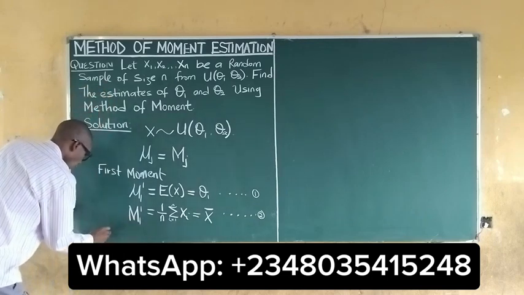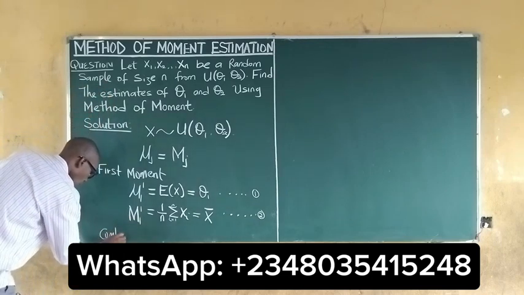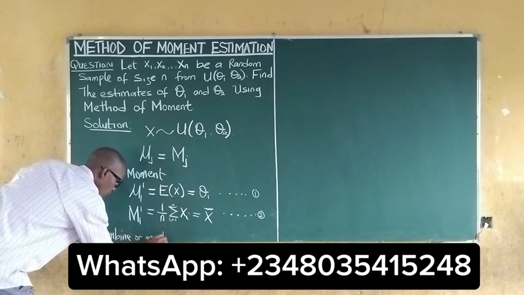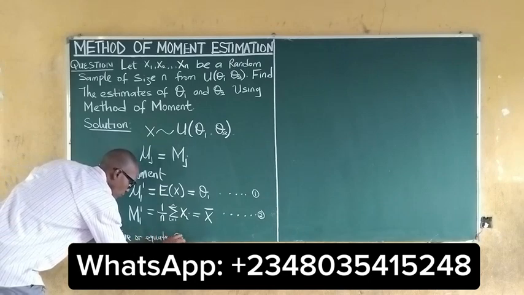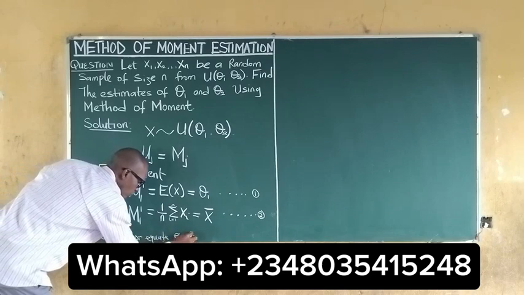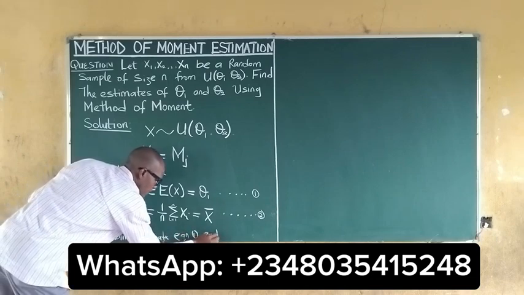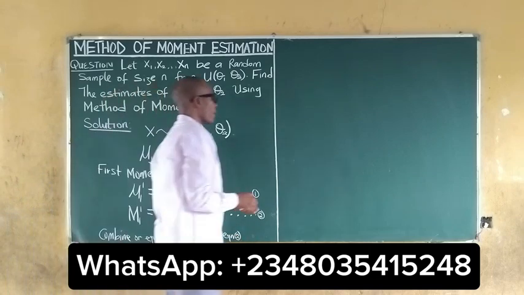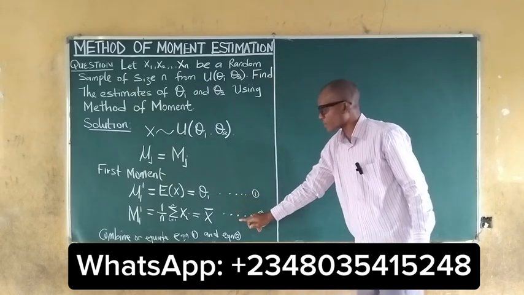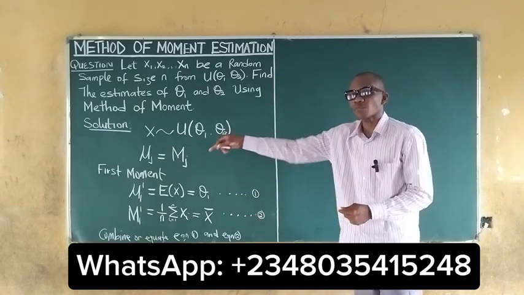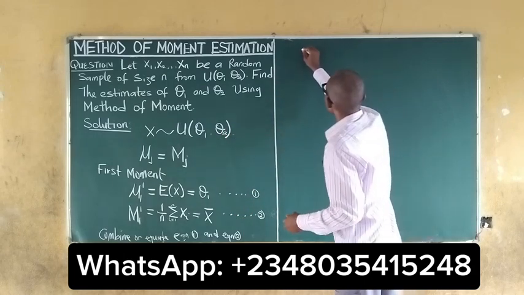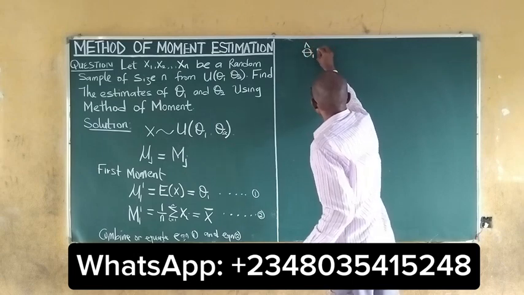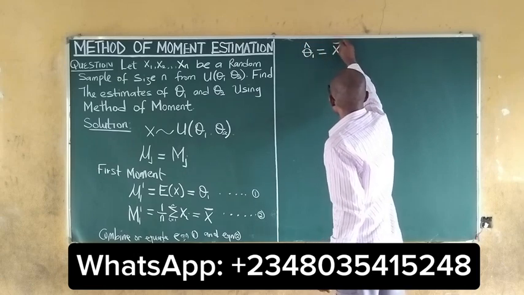So the next thing to do, we combine or equate equation 1 and equation 2. When we combine equation 1 and 2 to get the solution for the first moment, we get our estimate theta 1 will be equal to x bar.